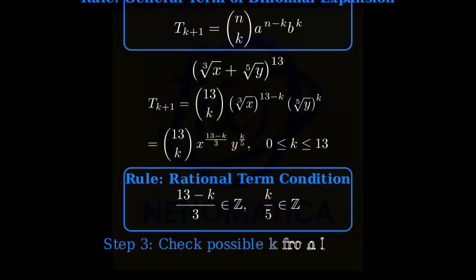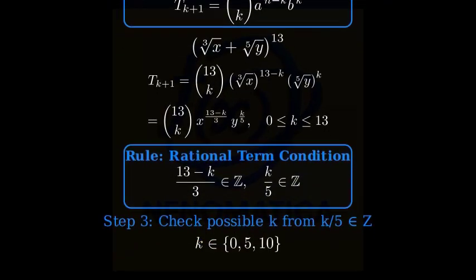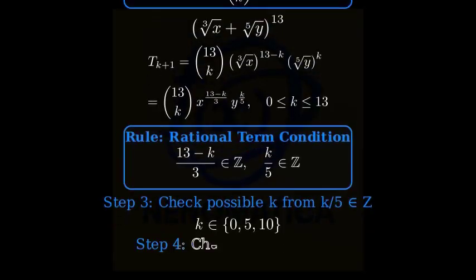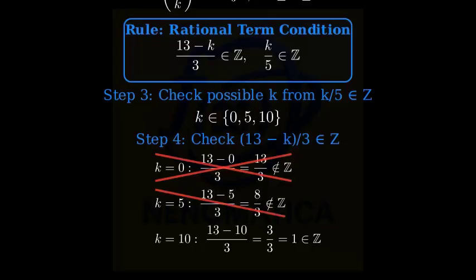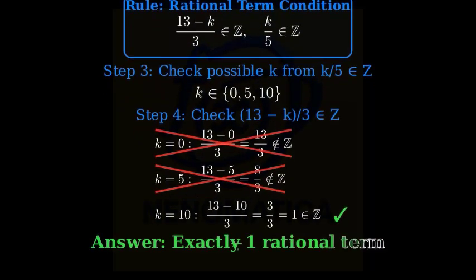From k over 5 being an integer, and 0 less than or equal to k less than or equal to 13, the possible values are k equals 0, 5, and 10. Now we test (13 minus k) over 3 for each candidate. For k equals 0, 13 over 3 is not an integer. For k equals 5, 8 over 3 is not an integer. For k equals 10, 3 over 3 equals 1, which is an integer. Therefore, only k equals 10 works. Conclusion: there is exactly one rational term in the expansion.